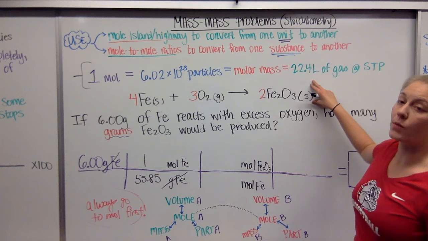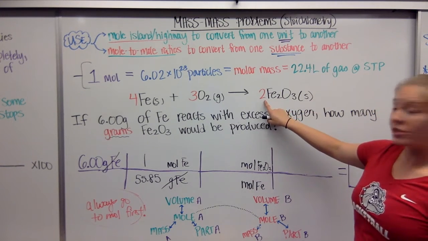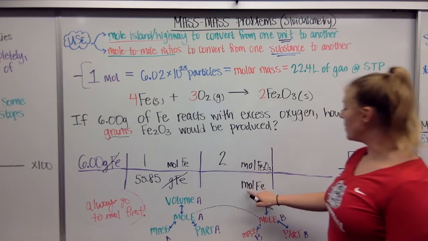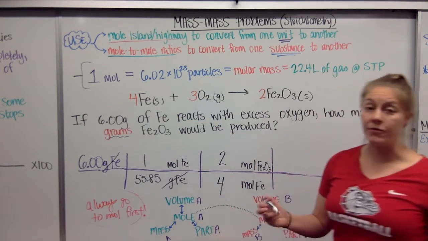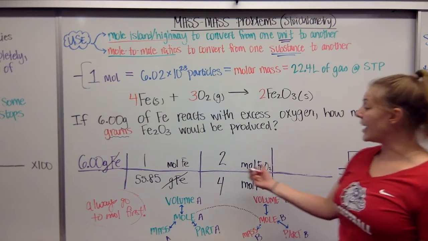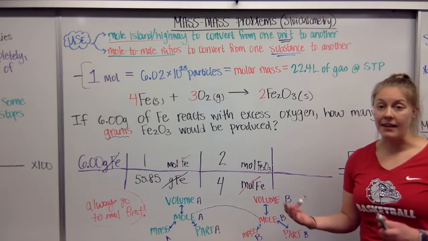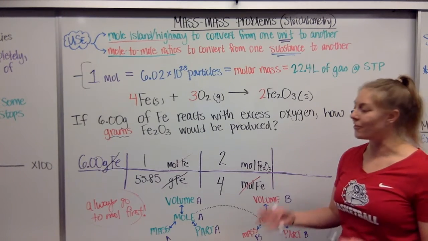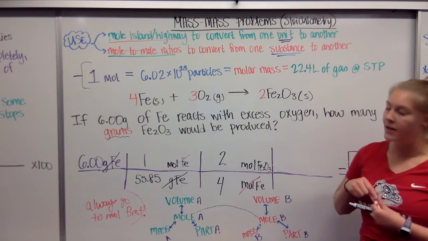And now I need my balanced equation for the mol-to-mol ratio. How many moles of Fe2O3? 2. How many moles of Fe? Right there, 4. And those are what the coefficients are telling us, okay? Again, moles of Fe is on top, moles of Fe is on bottom. They cancel out. The whole point of this is to cancel out those units. It has to be on top and bottom, and we're strategically setting it up that way.